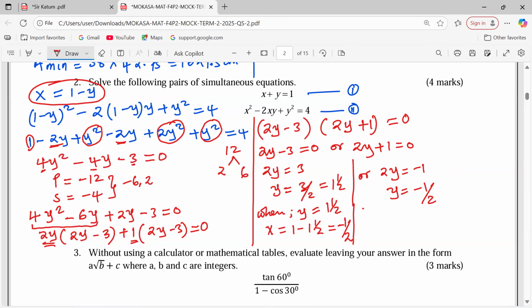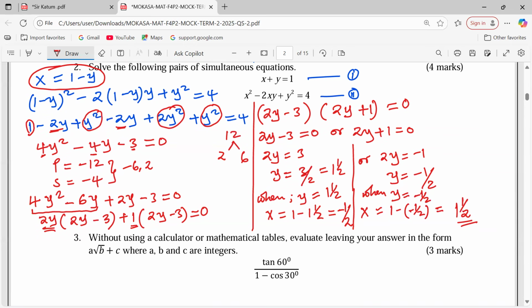What about when the value of y equals negative half? What are we going to get as x? Then x shall be 1 minus negative half. You're not supposed to forget that. When y is negative half, then x shall be 1 minus a negative half, which becomes 1 plus half, and that is 1.5. So we have the possible values of y, each with the corresponding value of x. The values of x are conditioned to the value of y that you substitute.